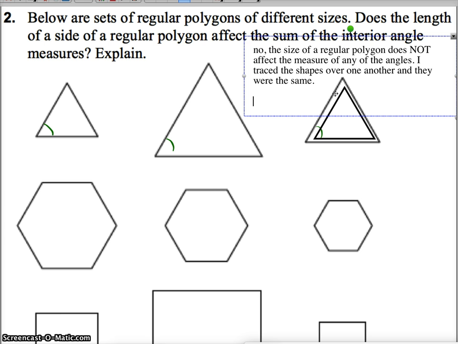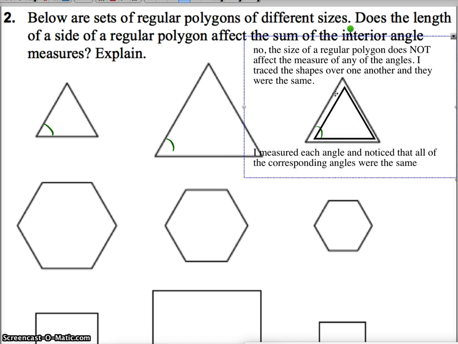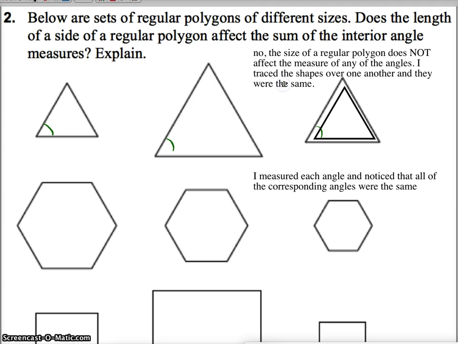If you have a protractor, you can say I measured each angle and noticed that all of the corresponding angles were the same. Okay. So I made a copy. I made a trace. If you don't have tracing paper, or if tracing is not your thing and you are a numbers person, you want to measure, that's another way of doing it.